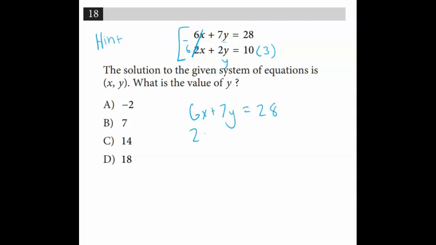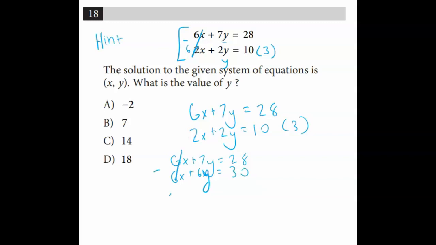And then now we have 2x plus 2y equals 10. But if we multiply this by 3, we end up with 6x plus 7y equals 28 over 2x times 3 would be 6x, 2y times 3 would be 6y, sorry about that. And that would equal 30. And we would just subtract.